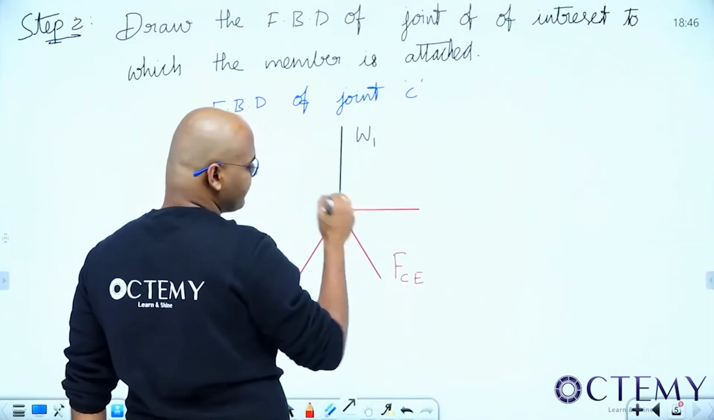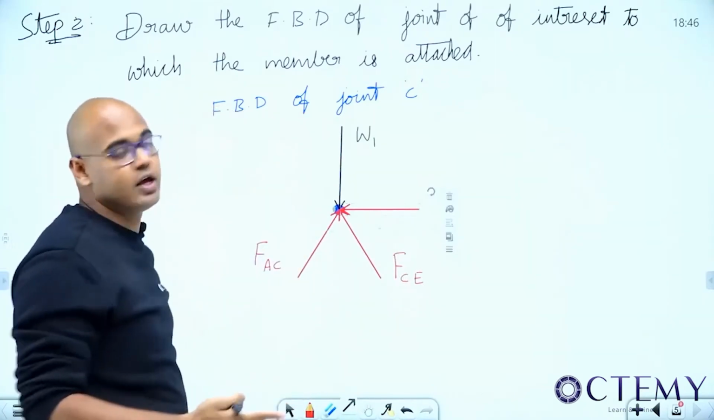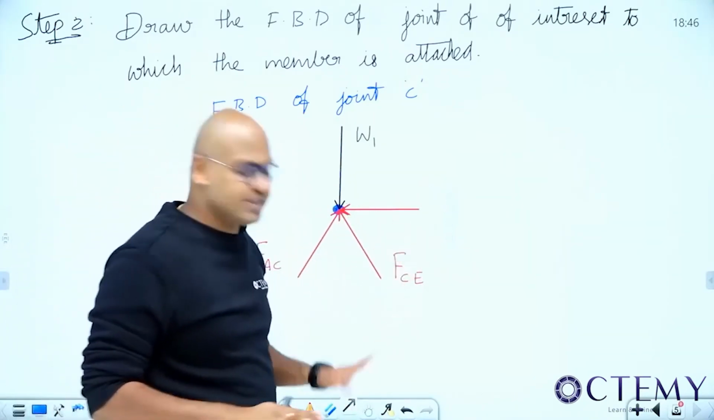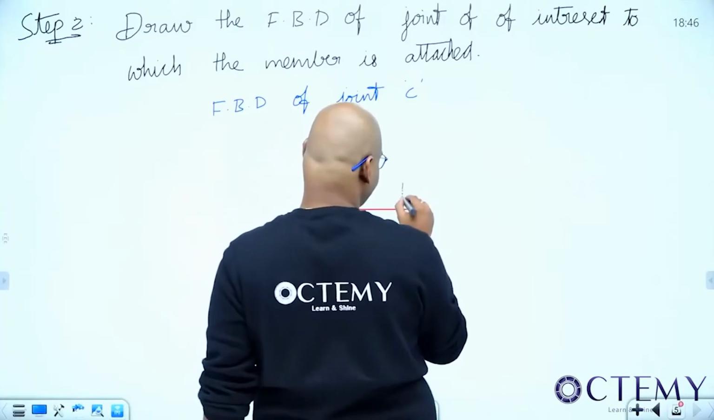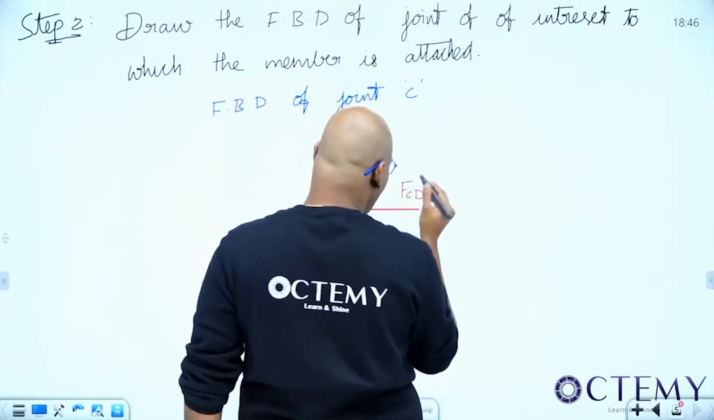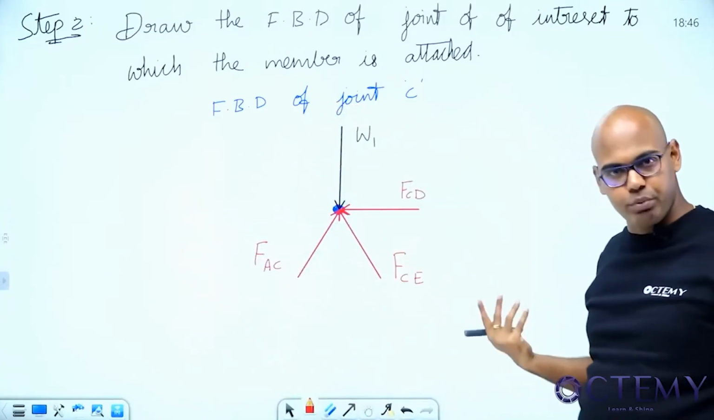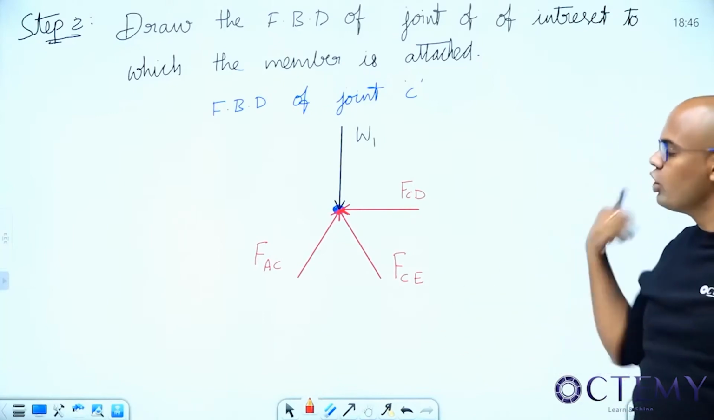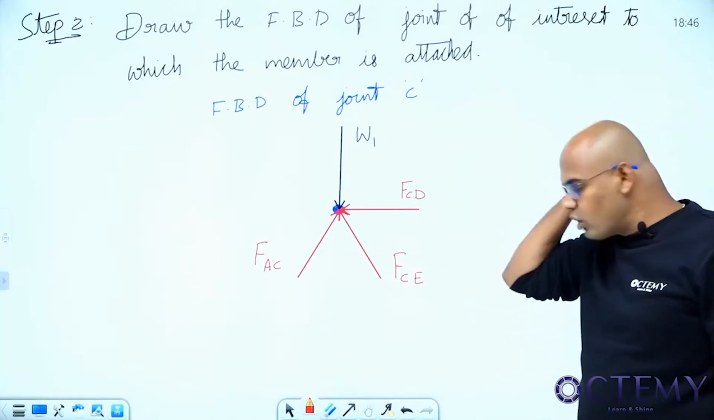Sir, if it is pulling, it is away. Yes, sir, it is away. So automatically the answer, whatever you are going to get, will become negative. Then I will change it. But now I don't know. It can be a push or a pull force, it can be compression or tension. So I'm taking it always towards the joint.